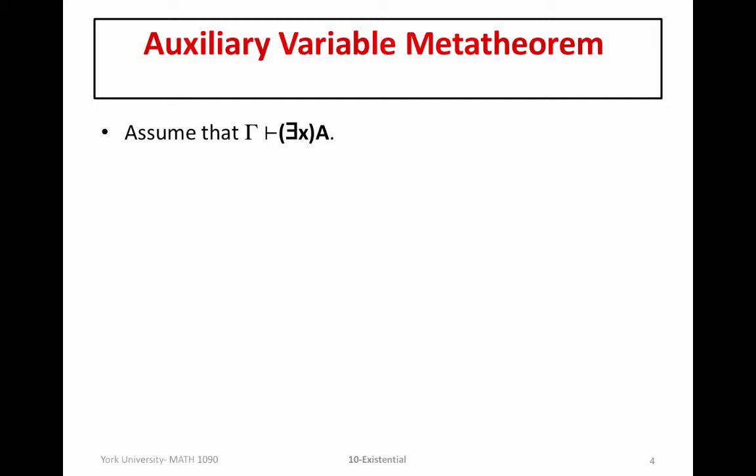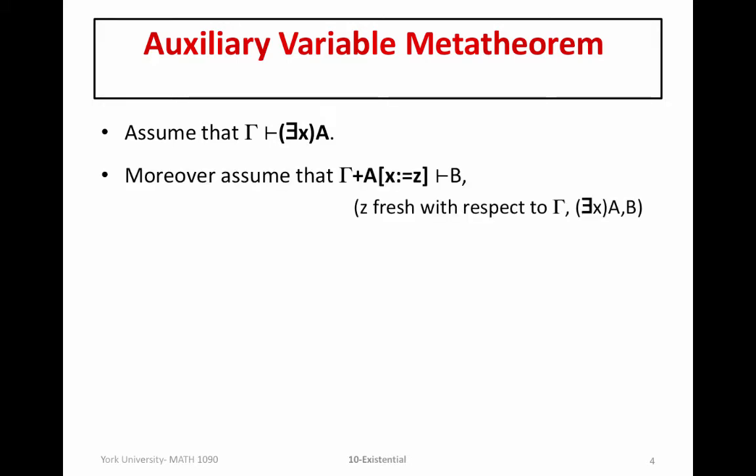So if we assume that gamma proves there exists x A, so there exists x A appears somewhere in our proof, then, moreover, if we add in what we call an auxiliary hypothesis, so we add in a particular instance of A into our proof as a hypothesis, and with that addition of that hypothesis, we're able to prove a statement B, where here note that z needs to be fresh with respect to gamma, there exists x A, and B, so if we're adding in a particular instance of A where z is fresh with respect to everything we are using in our proof, or that we're trying to prove, and adding that additional hypothesis allows us to prove B, then the auxiliary variable metatheorem says that we didn't need the hypothesis, that gamma proves B.